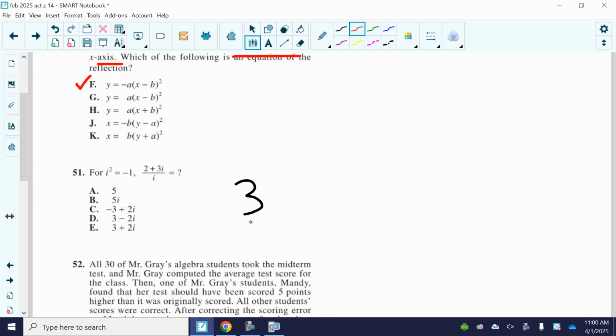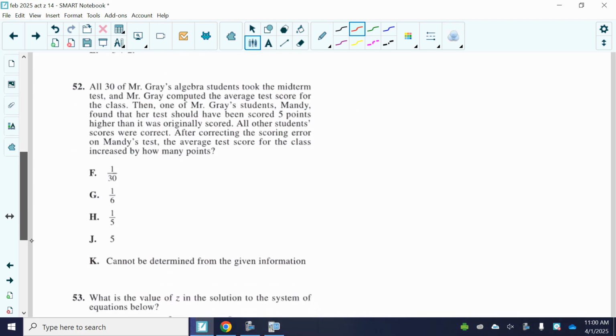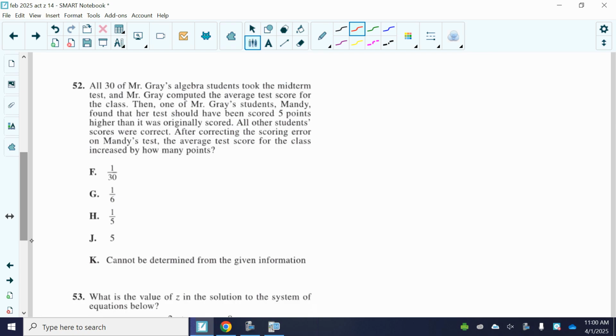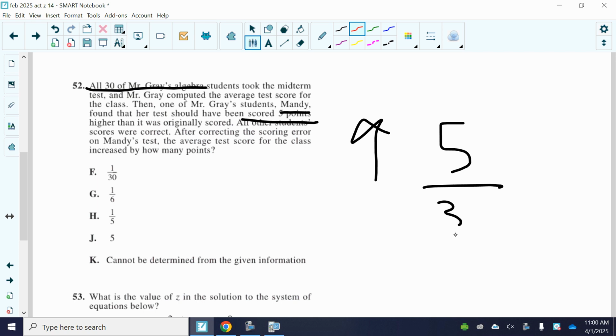That's not me providing it. That's provided by you. Average is total. So 30 members of the class, and Mandy actually should have scored 5 points higher. That means the total goes up by 5 over 30 tests. 5 over 30, matha fracca.